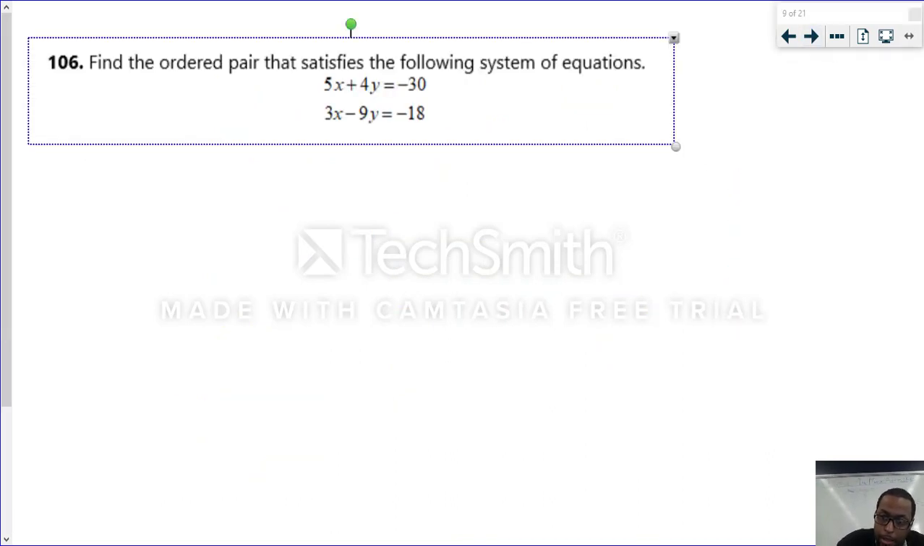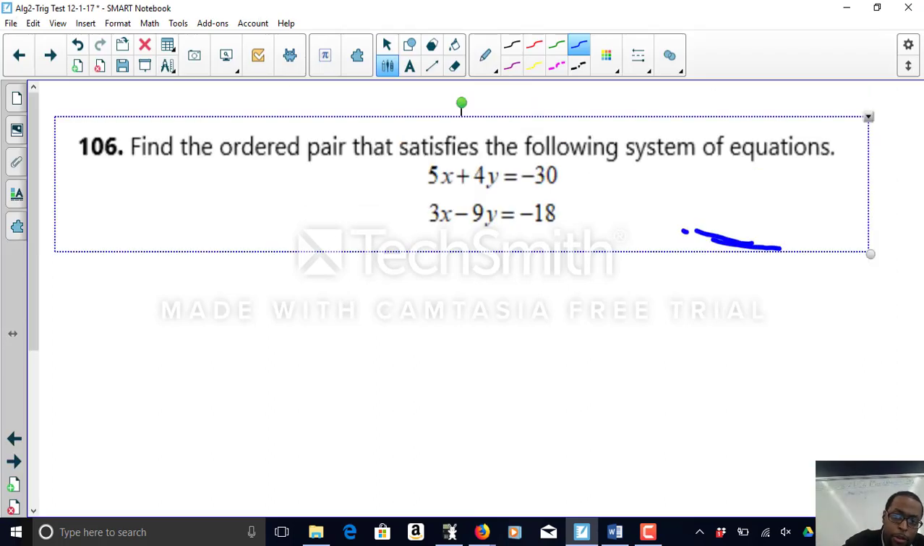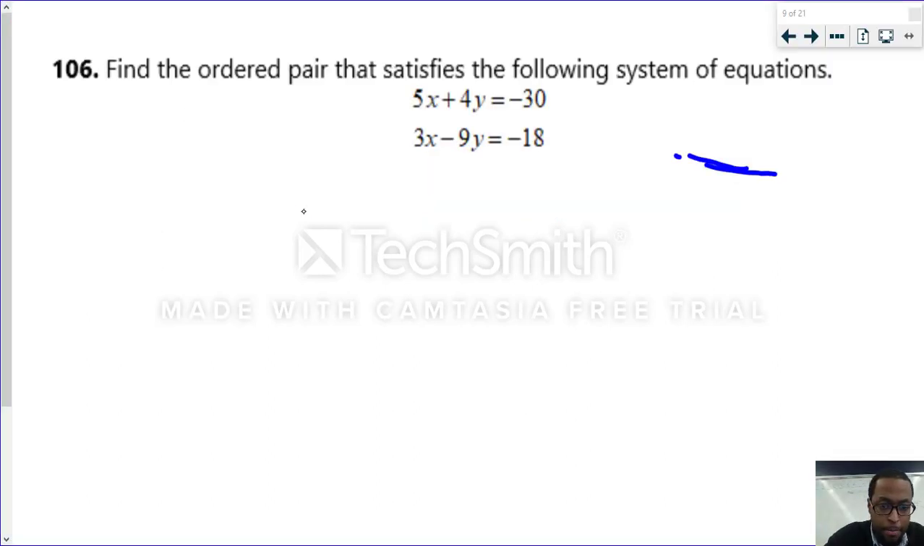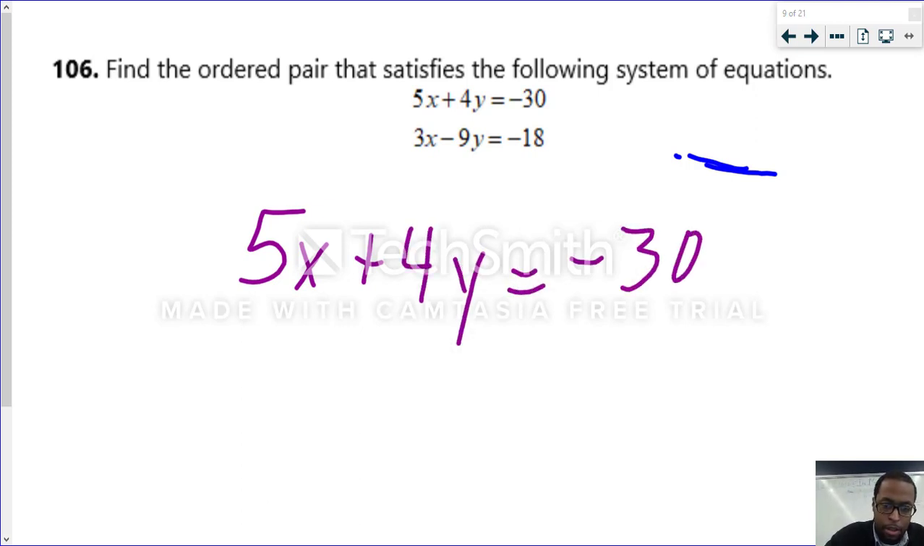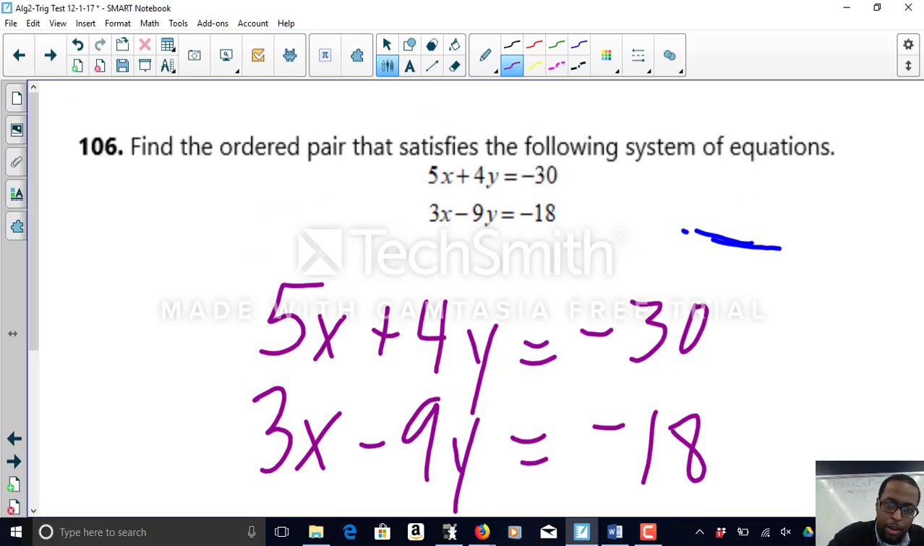Ordered pairs, we talked about this, and one of you guys did a great job answering this question. The key to this question, again, they have to be the same number. So you can answer this question in a multitude of ways, but I'm going to do it quickly, and an easy way to do it, and I'll write it big so we can see it: 5x plus 4y equals negative 30, and you have 3x minus 9y equals negative 18. I'm going to change the x's because they're just right in front of me. You can change the y's, it doesn't matter, but I'm going to change the x's.